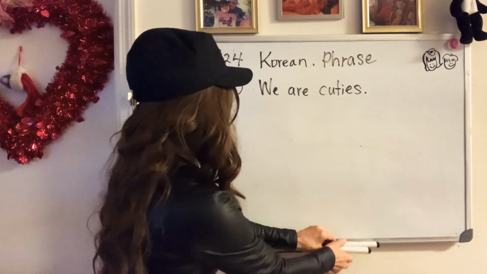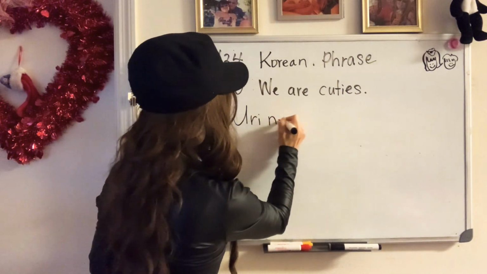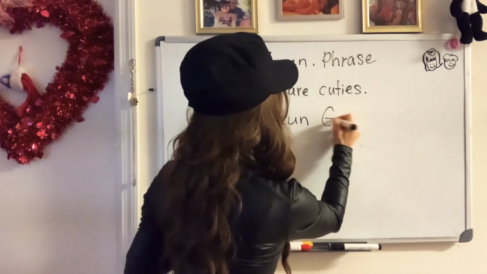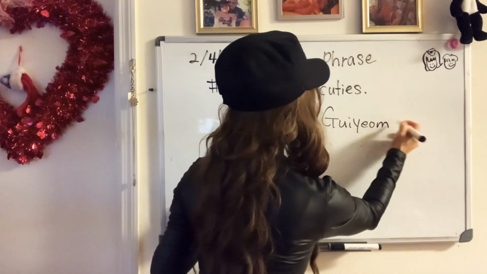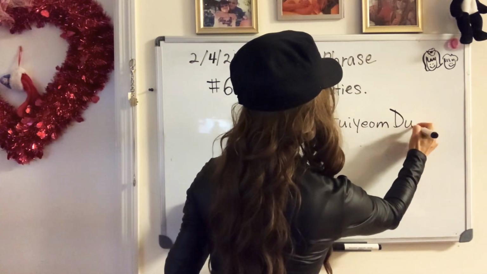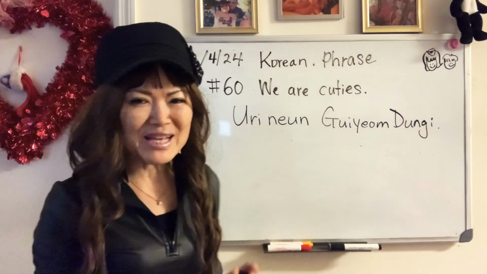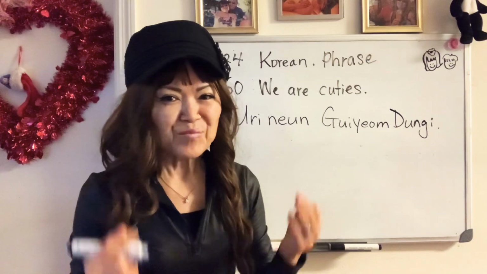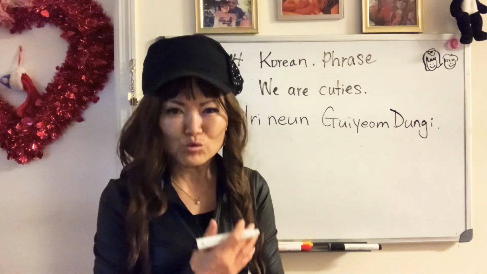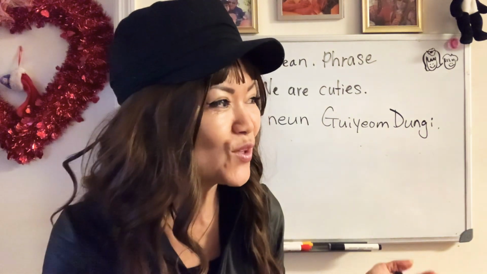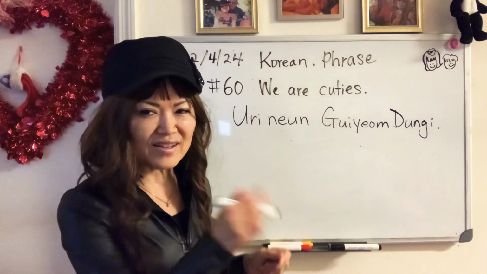Okay. Let me write in English. 우리는 귀염둥이. Okay. 우리는, 우리 means we, okay? You and me and other friends and a lot of people, we say we, 우리. Can you say that? 우리. Awesome, Levi. 우리는, 는 is a particle, don't worry about it.